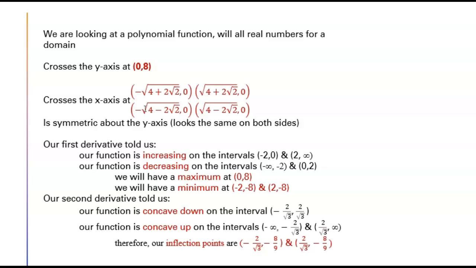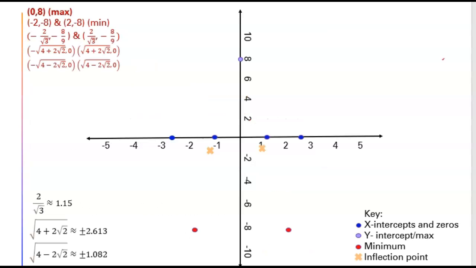Also, we found out that it's symmetric about the y-axis, so that means it should look the same on both sides. And then we found out when it's increasing, when it's decreasing on our first derivative, which then allowed us to find maximums and minimums. Then our second derivative told us when it was concave up, concave down, and when it changes from concave up to concave down, which would be our inflection point. And so now all of this information, we have to put it all together. And that would be the graph.